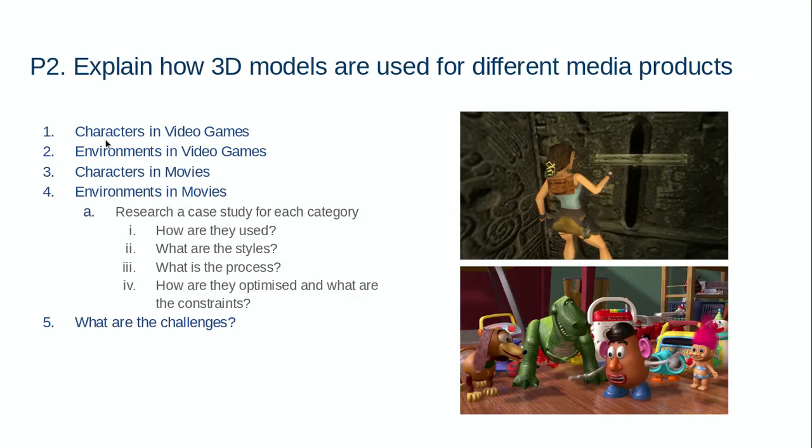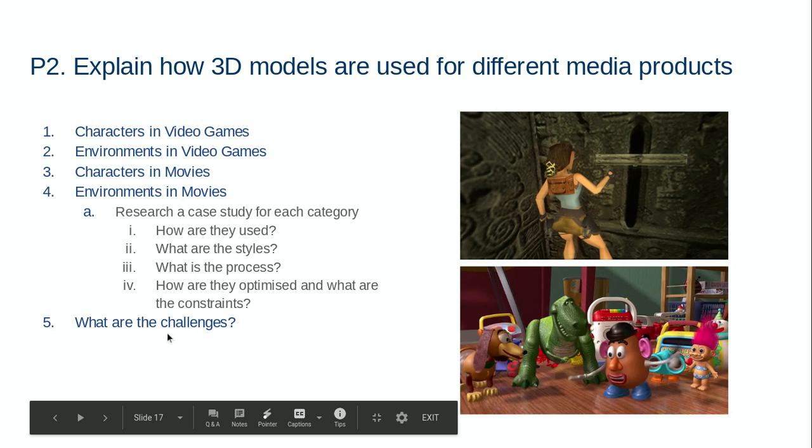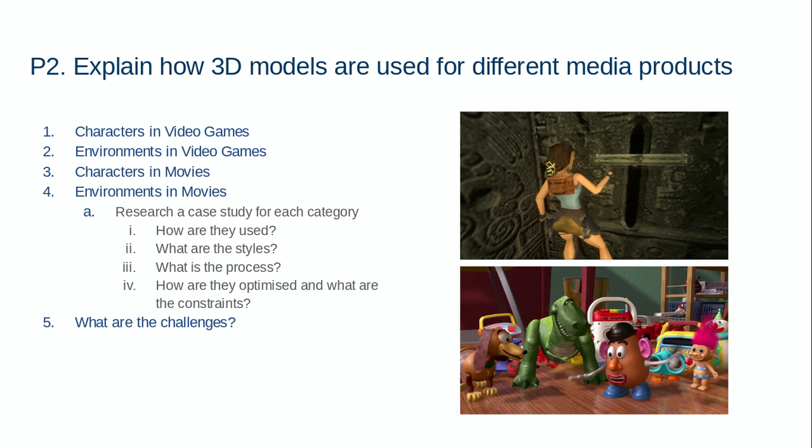So for each of these, I'd like to pick a case study. So pick a game and talk about how the characters are used in that game, and then pick a game and talk about how environments are used. Same thing for movies. And then for that case study, the structure I'd like you to use is discussing how they're used, what are the styles, what is the process, how are they optimized, what are the constraints, and then thinking about doing this as a separate section, summarizing the challenges to 3D designers.